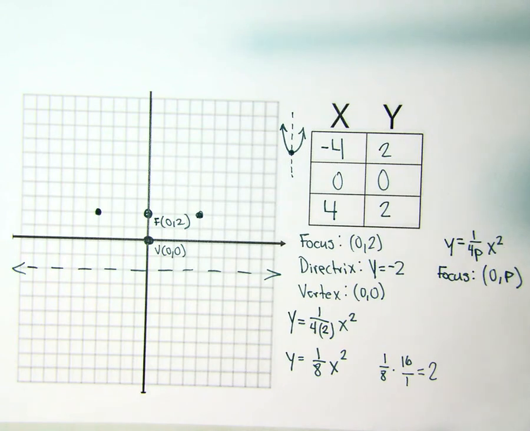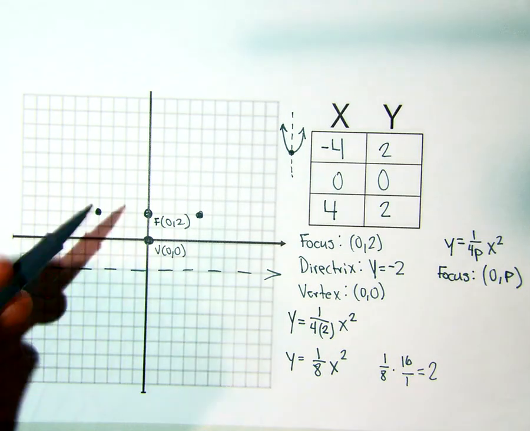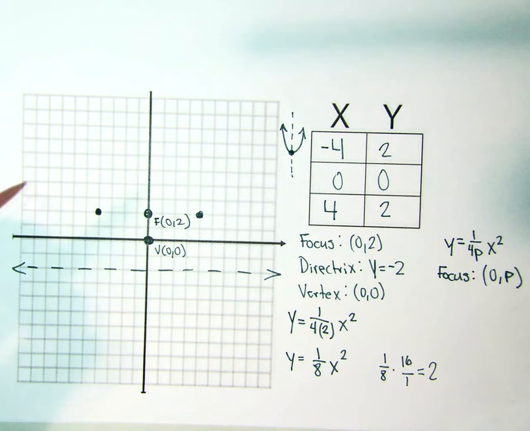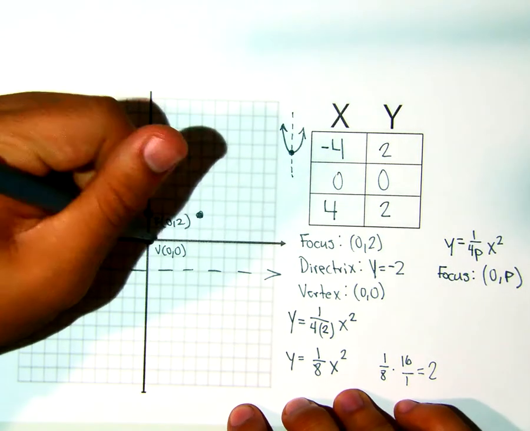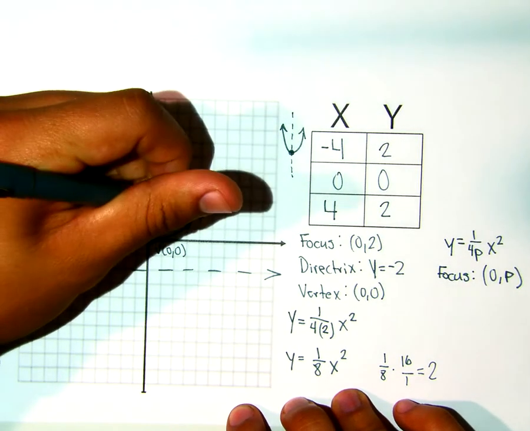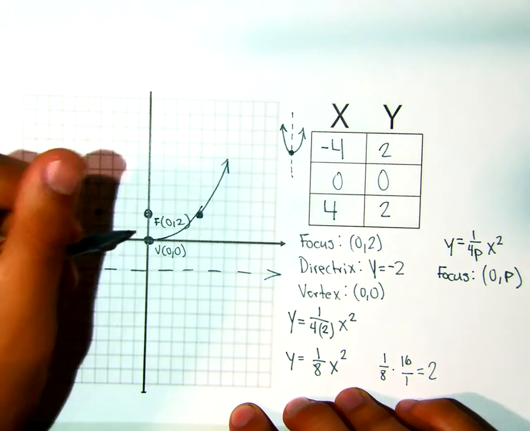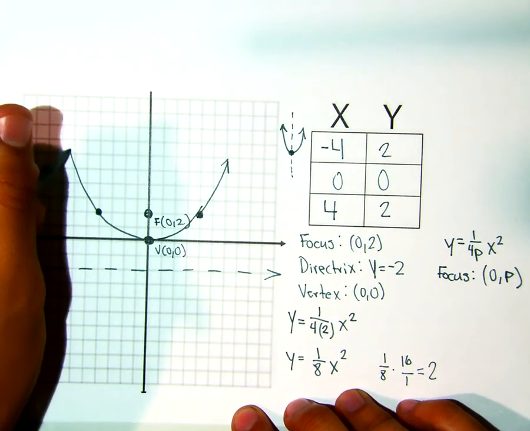Now, what are the 3 things we used to define the focus? What does the focus mean? It's a fixed point inside the parabola. If the focus is inside the parabola, which way is the parabola going to open? Up. Since the focus is inside, it's going to open up. So knowing that, we can graph this parabola.